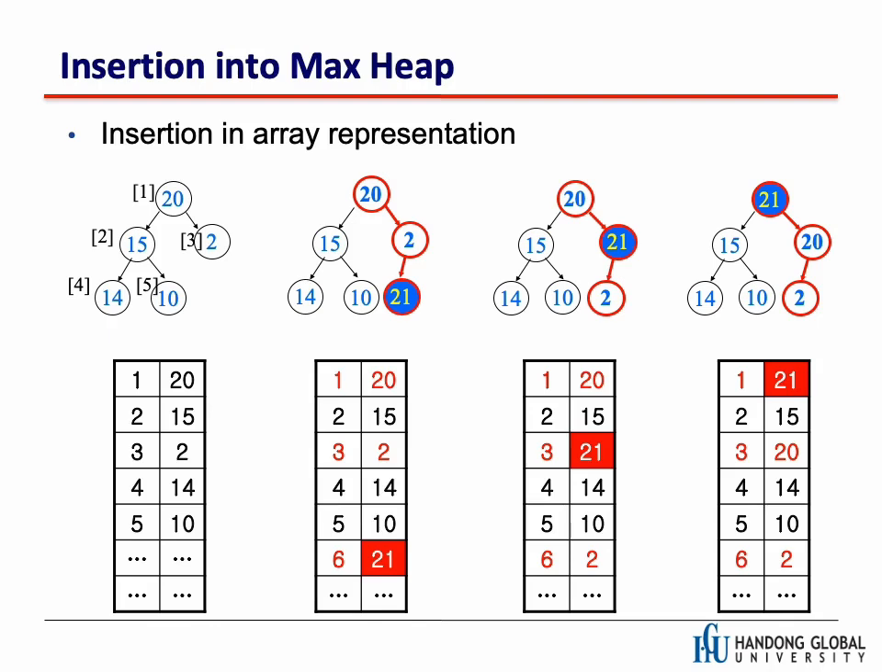Now we can compare the node 21 to its parent. Since 21 is at index 3, the parent of 3 is 1. 3 divided by 2 is 1.5, but we take just the floor operation. So now the parent is at 1, which is, by the way, the root node. And we compare 21 to 20. 21 is larger than 20, so we should swap. So now 21 is at 1 and 20 is at 3. And that's it. 21 is at the root node and we don't have any more ancestors above it, so we stop here. Okay, good.